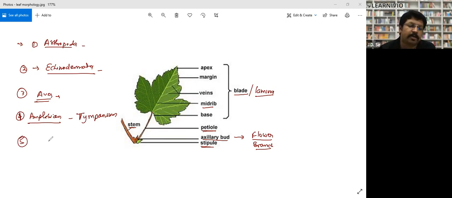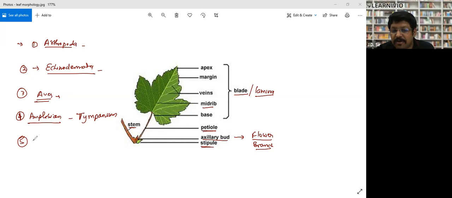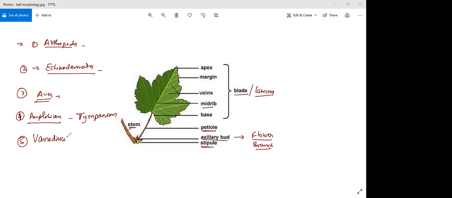One last question. Hemocyanin aside, some animals have green blood. Why is the blood green? Why is the color of blood green? Due to the presence of? Yes, Minashi. Vanadium. Okay.